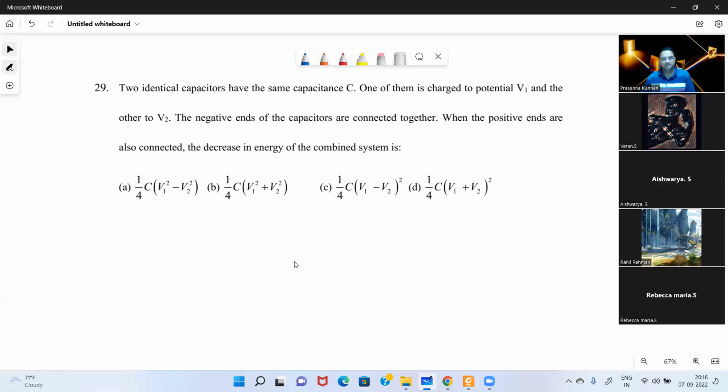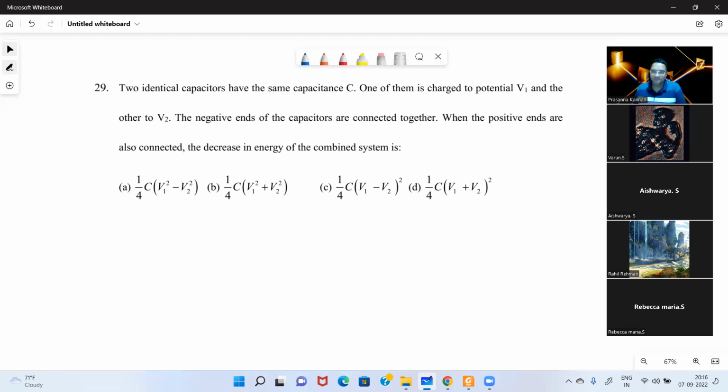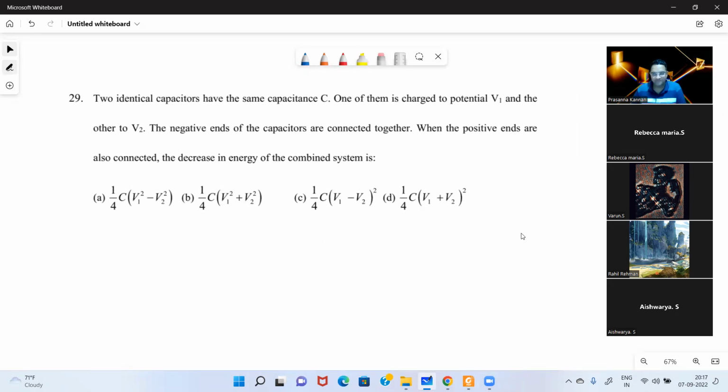Who can explain? Yes, Rebecca, you want to try? There are two identical capacitors which are connected together. Like in the before question, we used to have only one common voltage. Here we have two, potential V1 and the other is V2. Okay, no problem. Go ahead, Rebecca.